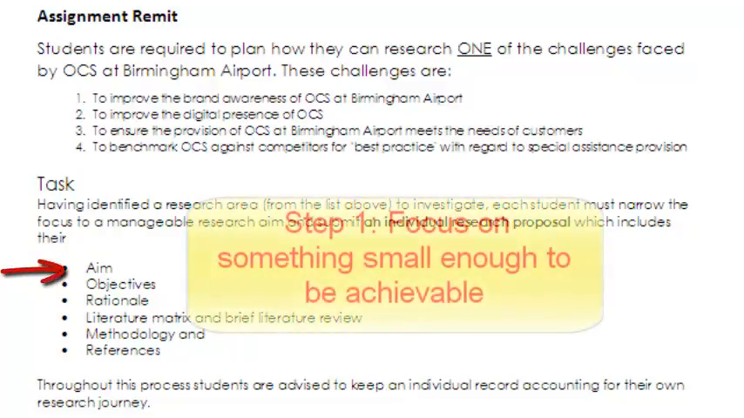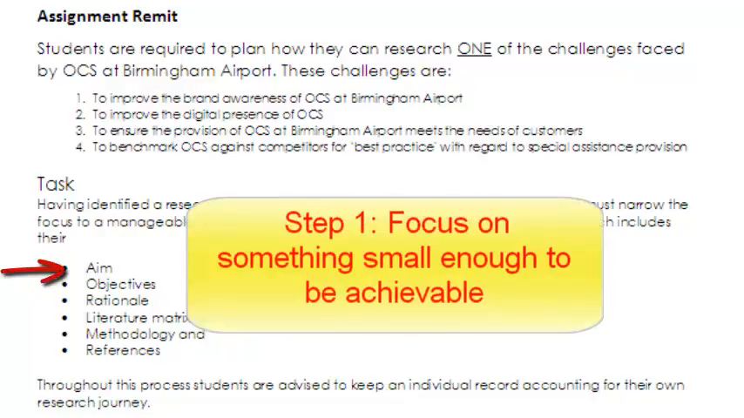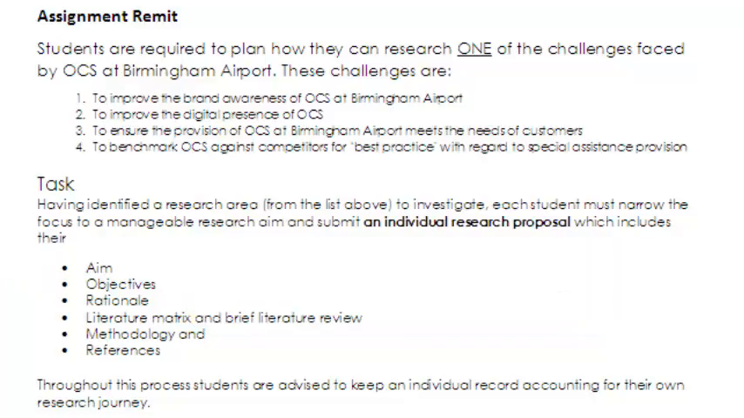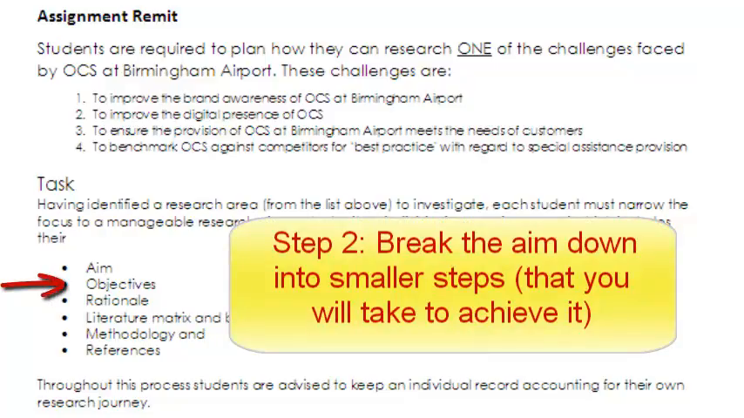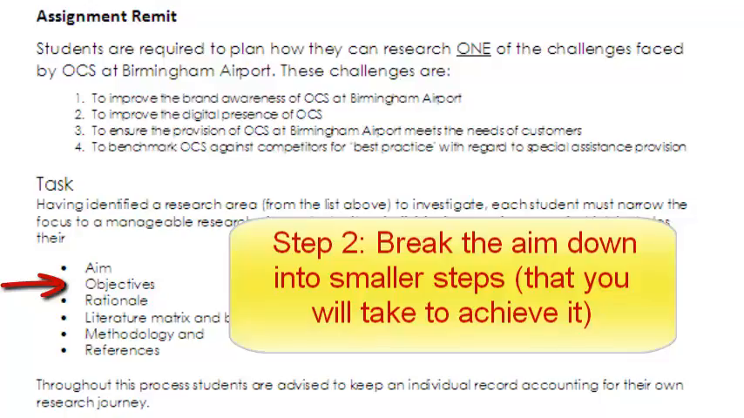The aim requires you to take the challenge you've been given, but to pick a small aspect of it to focus on for the research. Your aim is what you will achieve by the end of the research. Step 2 is to write your objectives. This is breaking down your aim into smaller steps that you can follow so that you achieve your aim.